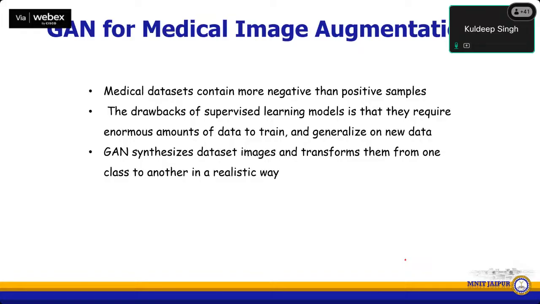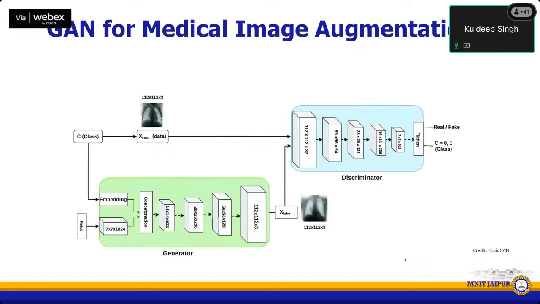So basically, GAN helps us in synthesizing these data set images, and then we can transform them from one class to another in a realistic way. So that's the power of generative adversarial networks whenever we talk about generating synthetic images.